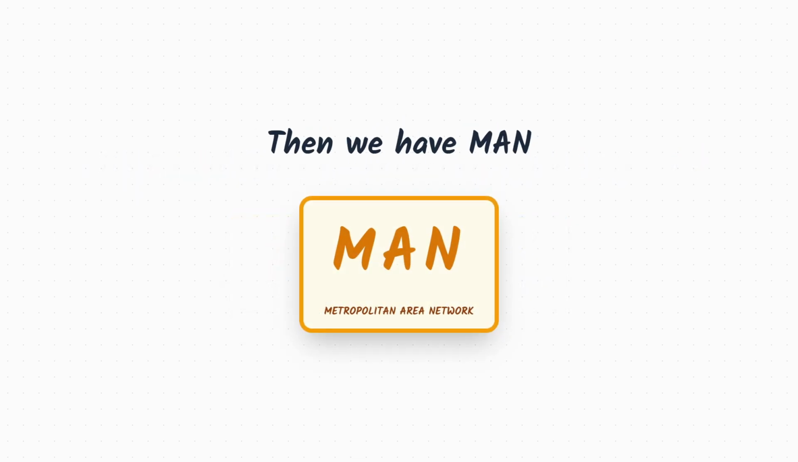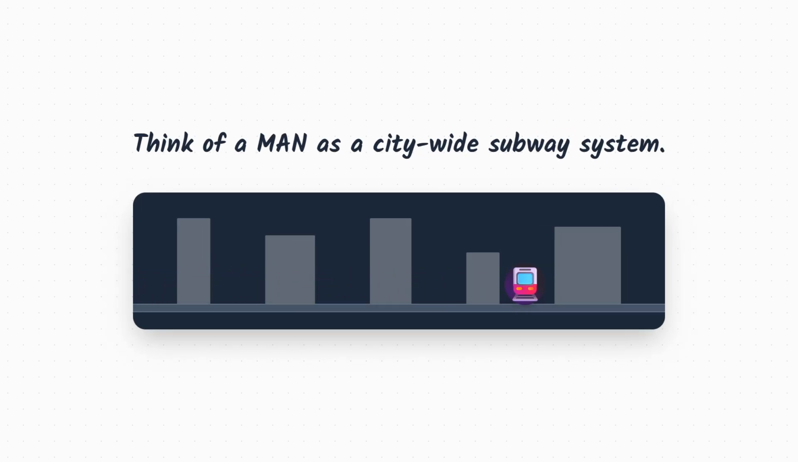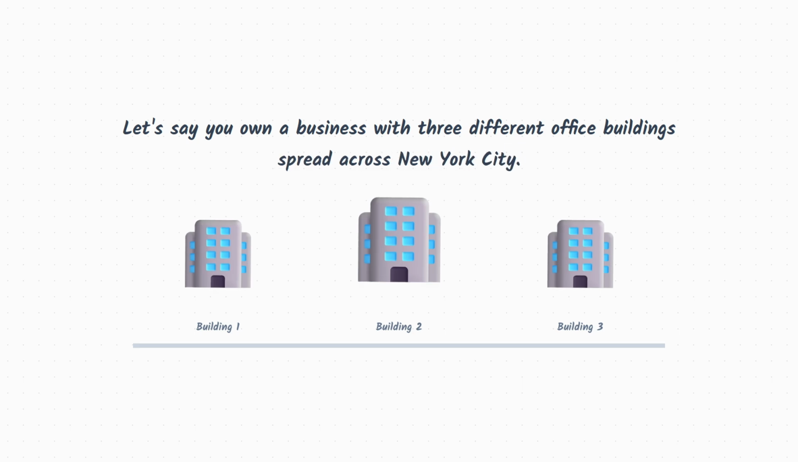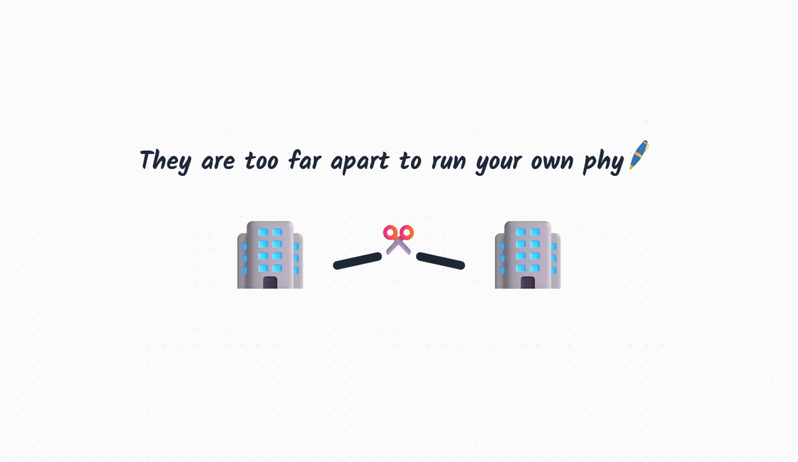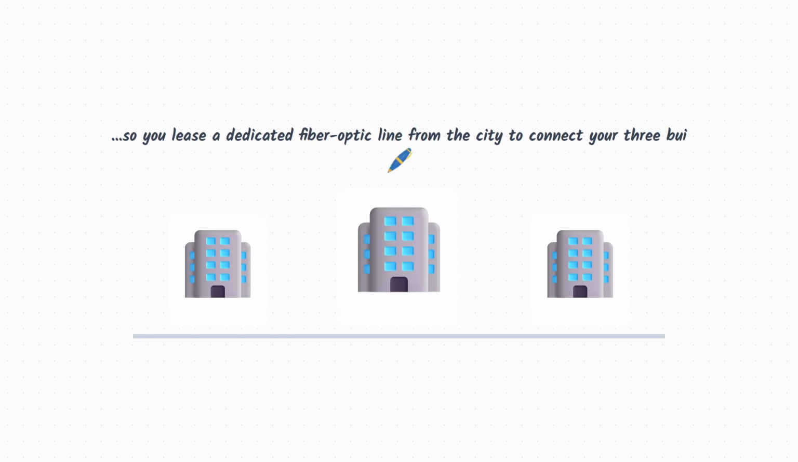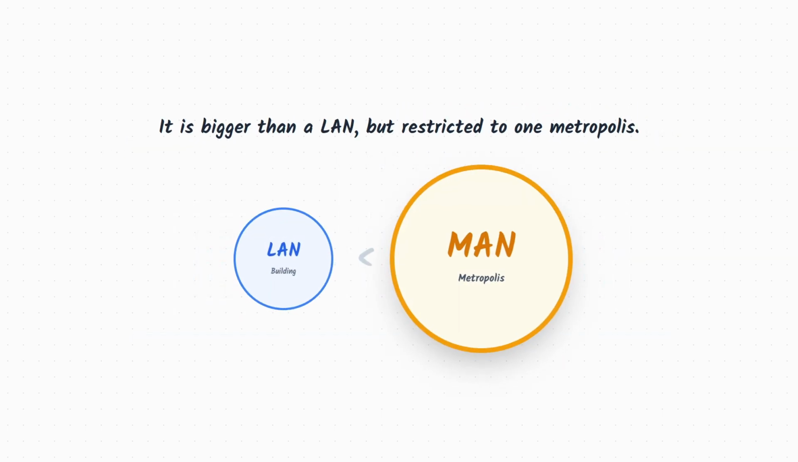Then we have MAN, or Metropolitan Area Network. Think of a MAN as a citywide subway system. Let's say you own a business with 3 different office buildings spread across New York City. They are too far apart to run your own physical cables, so you lease a dedicated fiber optic line from the city to connect your 3 buildings together. It is bigger than a LAN, but restricted to one metropolis.